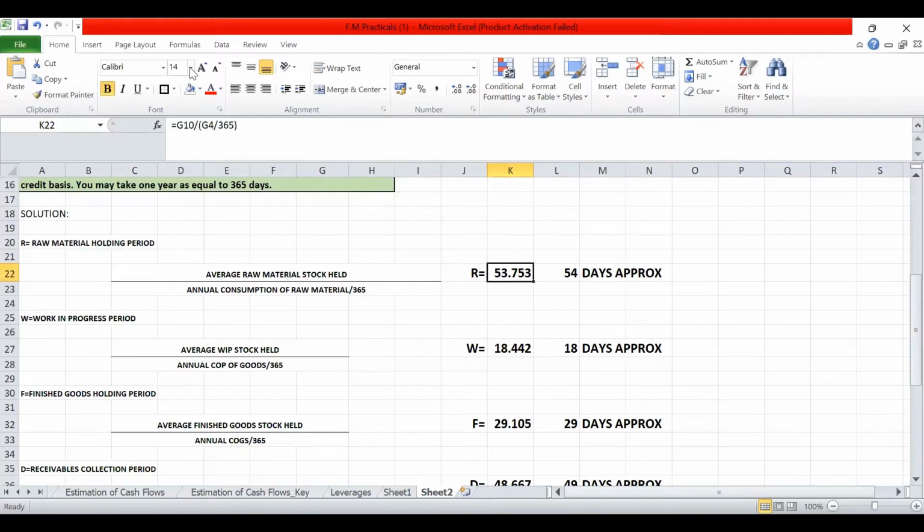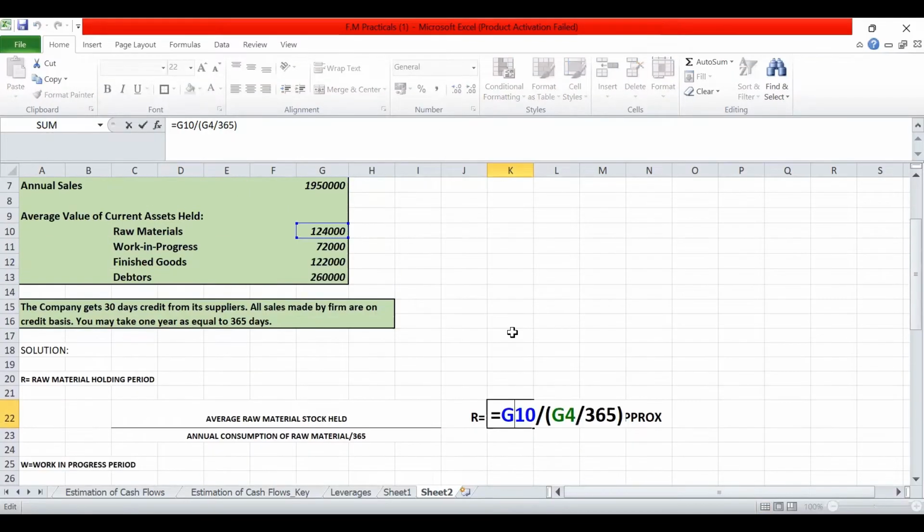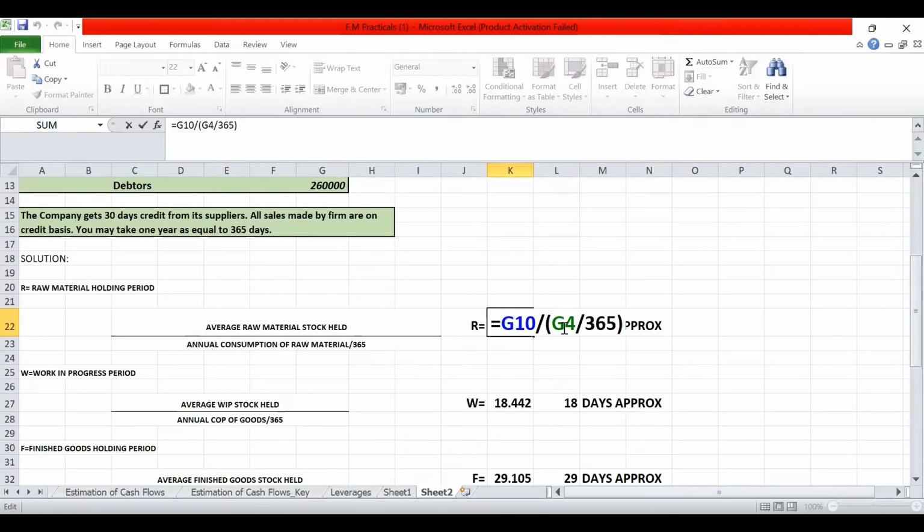So with the help of cell referencing, you may calculate the formula as, here is the formula, is equal to G10. So here we have taken the cell referencing of 1,24,000 as average raw material stock held divided by annual raw material consumption, that is 8,42,000. We have separated the denominator with a bracket so that we can easily divide it by 365. What can also be done is that you can directly divide average raw material stock held by annual consumption of raw material into 365. This will also give you the same answer.